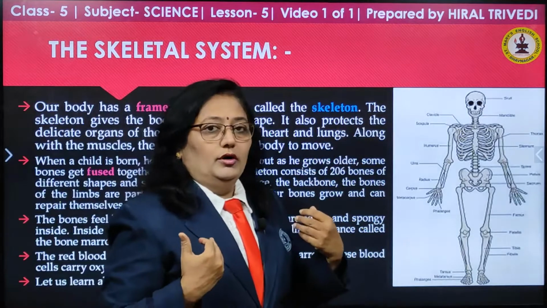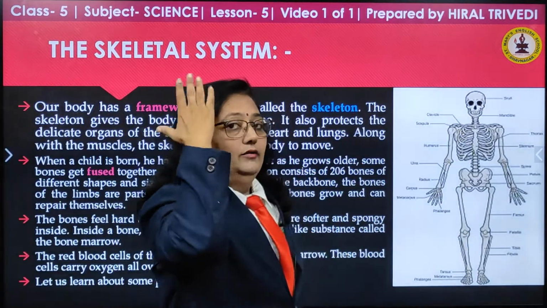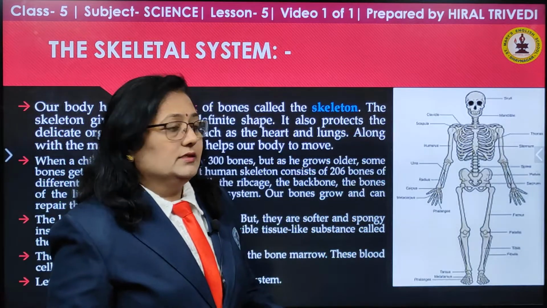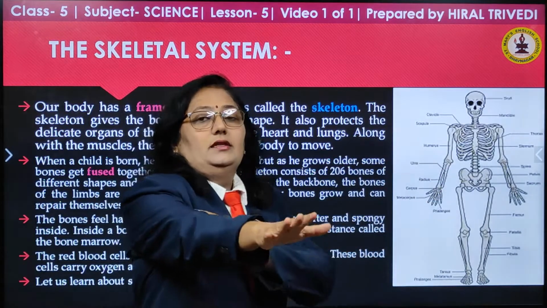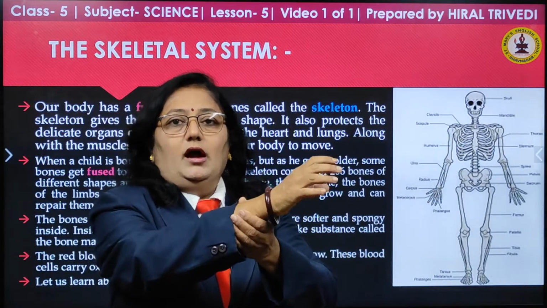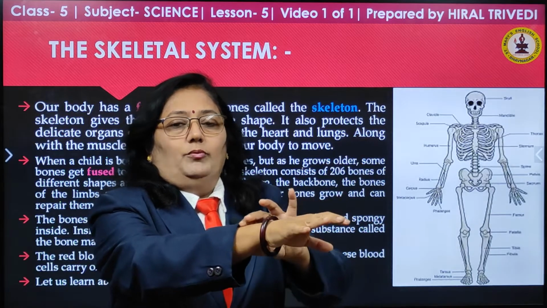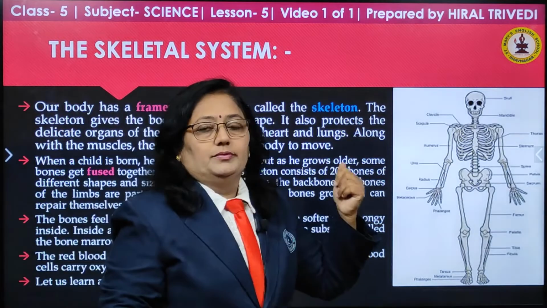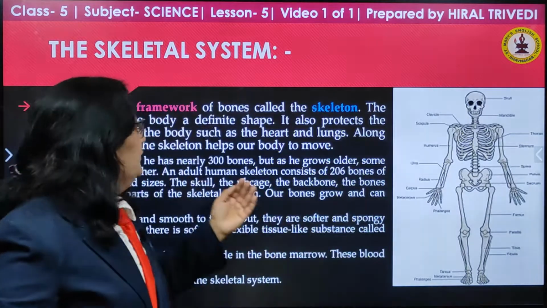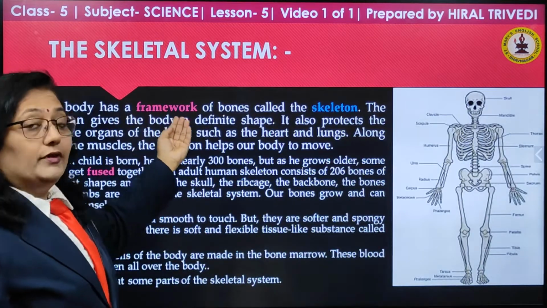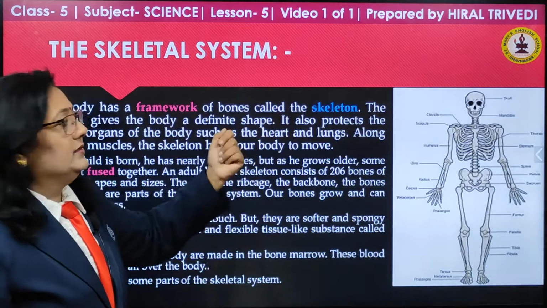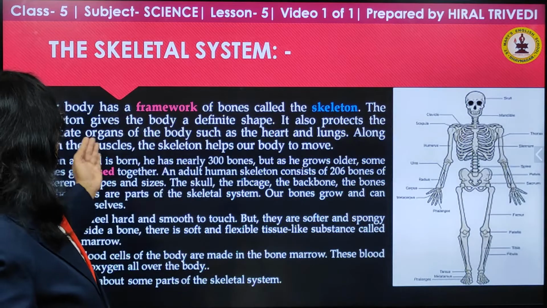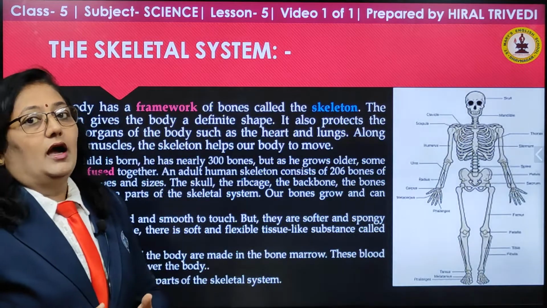In the same way, in our body, there is a spinal cord at the back which gives us the straight support, and our legs give the support to stand. Yes. So, if there is a framework, you feel your hands, something hard is there, that is the bone. On top of that, the soft part is the muscle. So, the bone gives the shape to the body. See here, we read the first sentence. Our body has a framework of bones called the skeleton. The skeleton gives the body a definite shape. It also protects the delicate organs of the body such as the heart and the lungs.